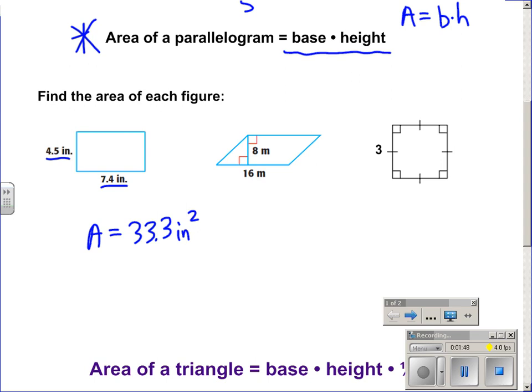For our next shape, we would take the base of 16 and multiply it by the height of 8, and we would get 108 square meters for the area of that shape. And if we were to do it for the square, we know that all the sides are 3, so we would multiply 3 times 3 and we would get 9. There's no label, so we're going to say units squared.